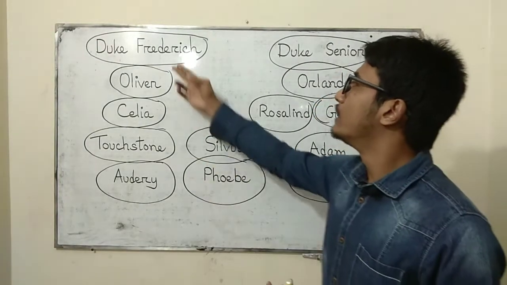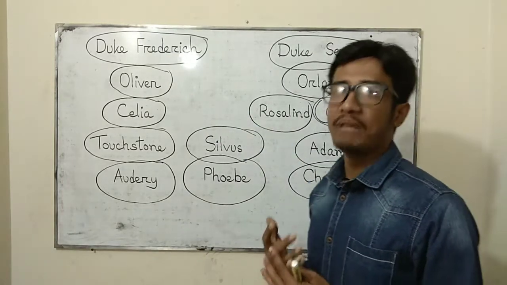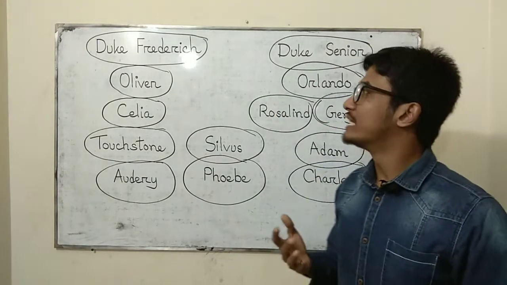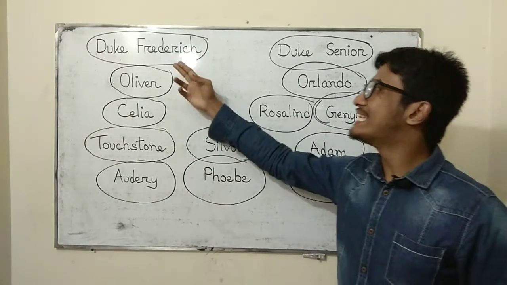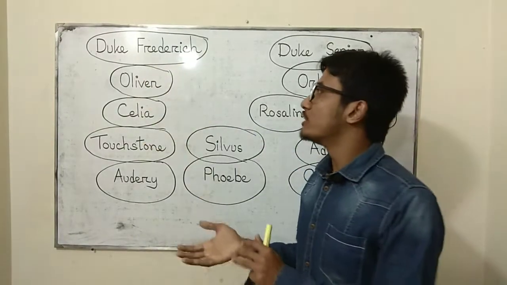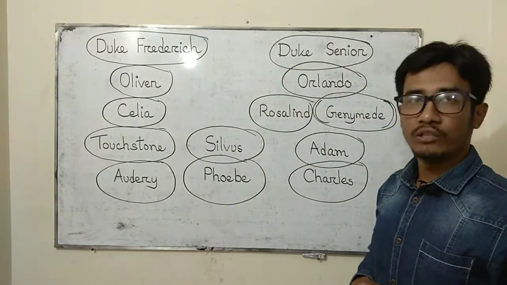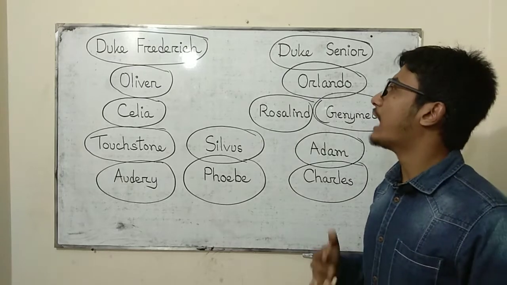In the meantime, we learn that Duke Frederick has also changed his behavior. He has become a very religious man because he is now in touch with a holy man. And he declares that he will get down from the throne and give it to his brother, the rightful owner, Duke Senior. So the play ends with happy news.